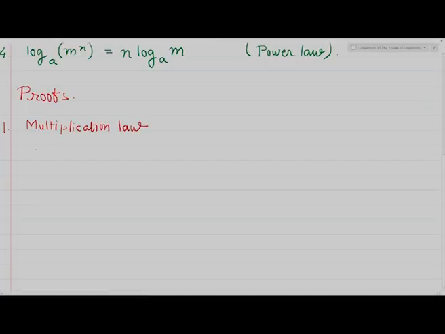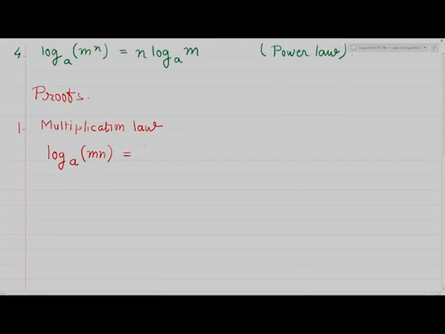Multiplication law says that if I am taking log to the base a of the product of two numbers m into n, this is equal to log to the base a of m plus log to the base a of n. How will I prove this? I have already given you some hint that I will use my 7 rule extensively.